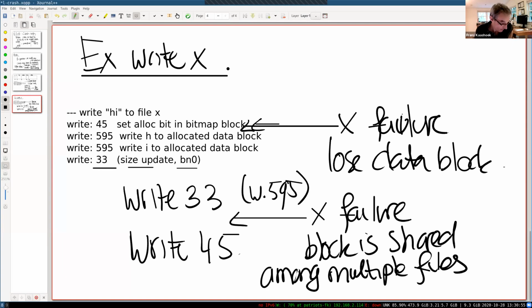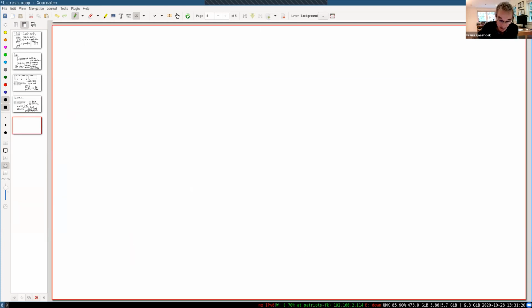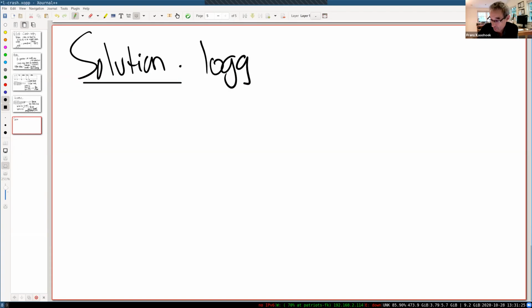Does that make sense in terms of the problems that can appear? And again, the real issue here is not so much the ordering of the writes, but the real underlying problem is that we're just doing multiple writes, and they basically have to show up on disk as an atomic operation. Okay, and so the solution that we're going to explore in this lecture is logging.